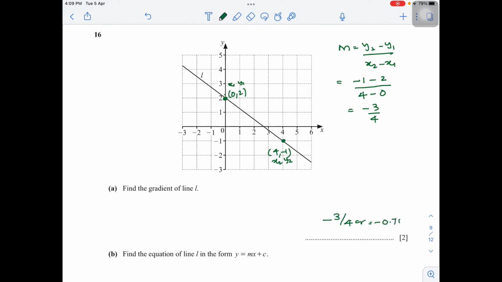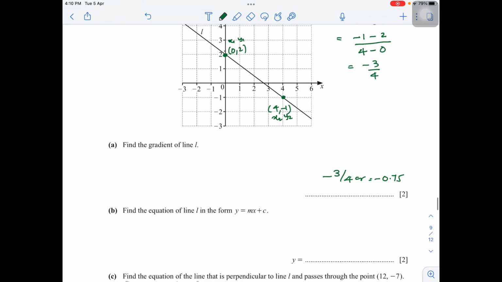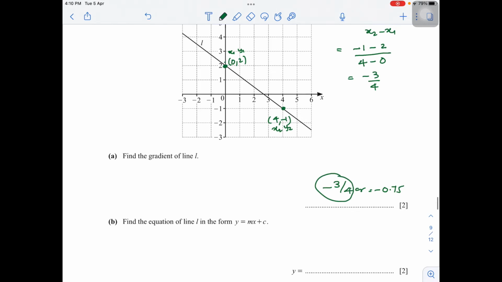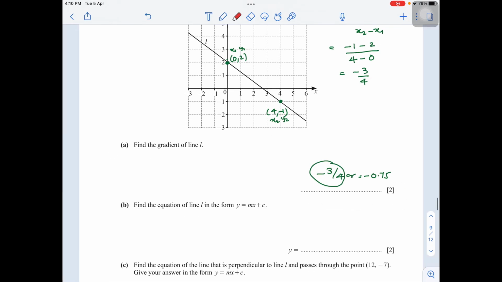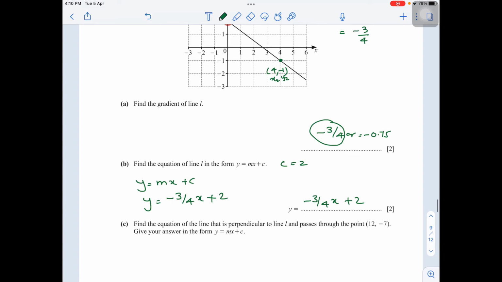or negative 0.75. Find the equation of line L in the form y equals mx plus c. So m is this, correct? What's c? c is the y-intercept, where the line crosses the y-axis, which is this point. c is 2. So y equals mx plus c. m is negative 3 quarters, x plus 2. Negative 3 quarters x plus 2.